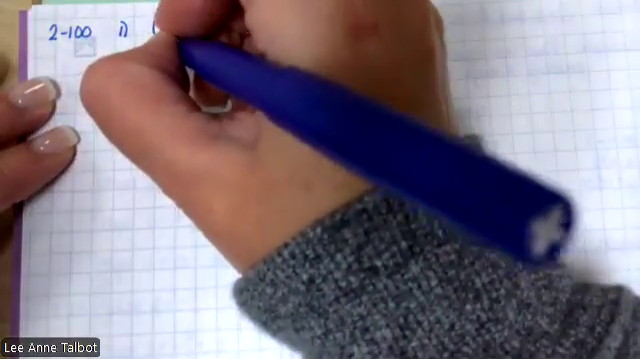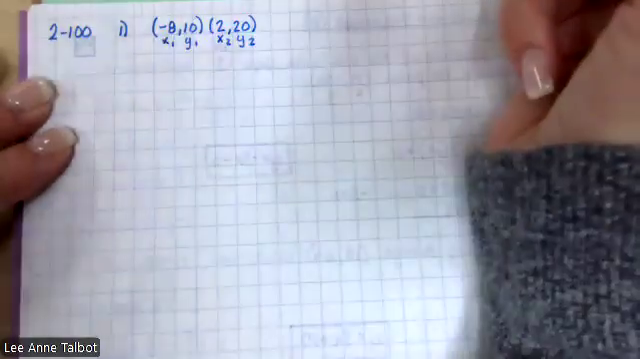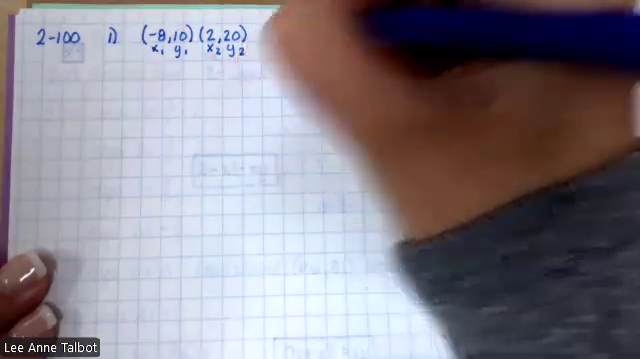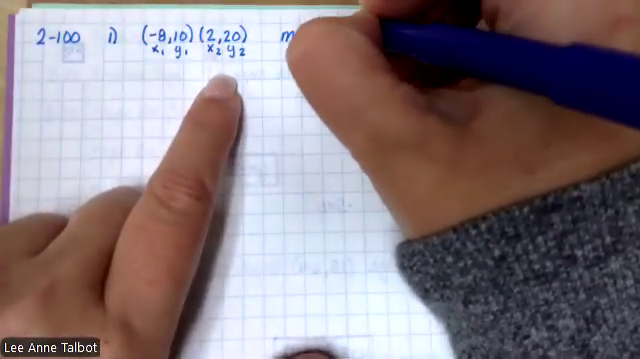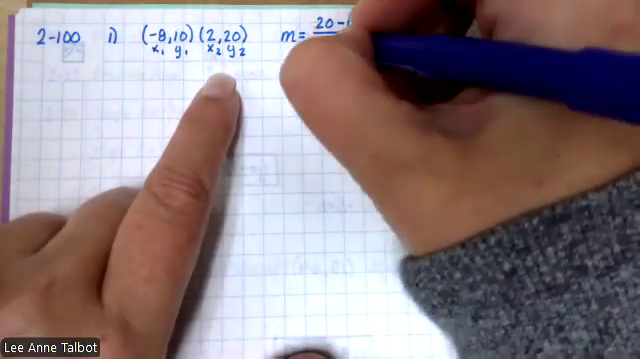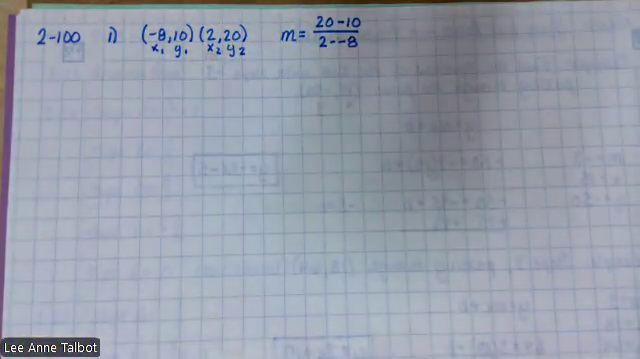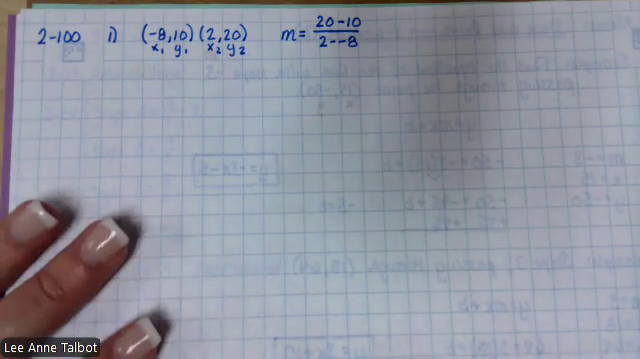And then we say, okay, we're going to remember how to do this from yesterday. So I'm going to label this x1, y1, x2, y2. Slope equals y2 minus y1 over x2 minus x1. Be really careful with the subtraction and the negatives.